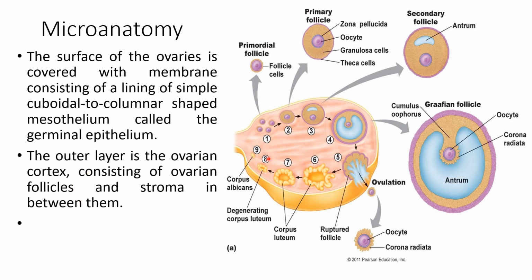Here you can see the outer layer of the ovary is covered with the germinal epithelium, and inner to that the area is called the cortex, the outer cortex. The outer cortex consists of ovarian follicles in different stages. You can see here the stages are numbered 1 to 9. Then in between the ovarian follicles you can see the parenchyma, and that is called the stroma. The outer cortex consists of ovarian follicles of different stages and in between them the stroma.